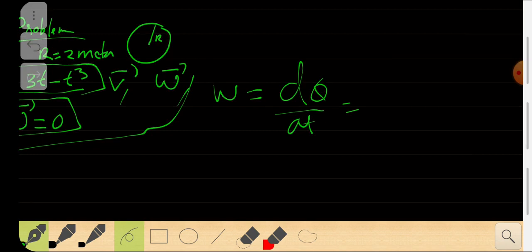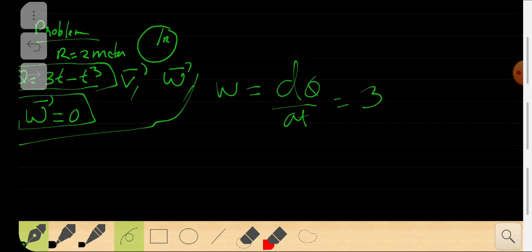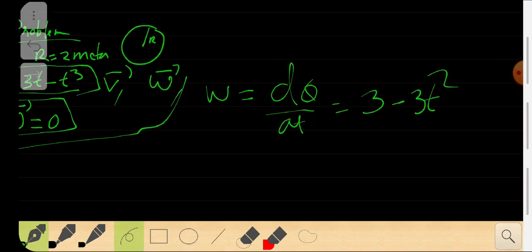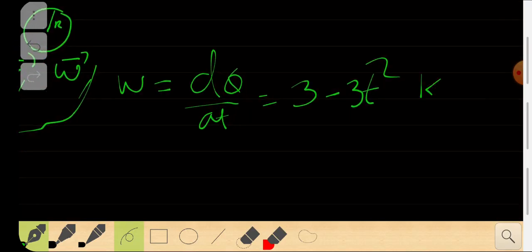And then you get 3 minus 3t square, which will be the answer in the k cap direction. So that will be the omega. So you found out omega.